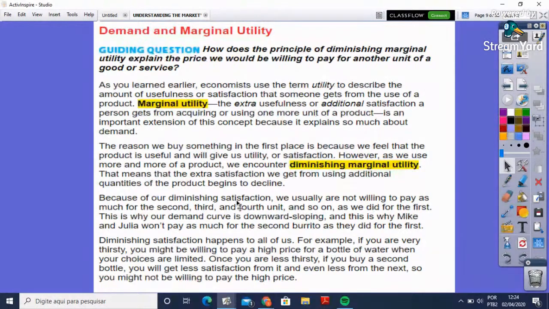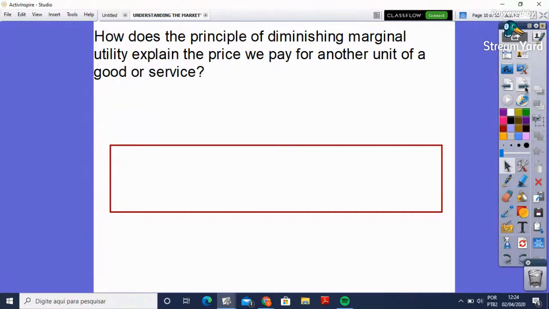And because of diminishing satisfaction, we usually are not willing to pay as much as before. I can buy a smartphone now for 5,000 reais, and it's amazing. I have my marginal utility. As time goes by, I have my diminishing marginal utility. So for my next smartphone, I probably will not pay 5,000 reais. Okay? Question for you to think about. How does the principle of diminishing marginal utility explain the price we pay for another unit of a good or service? Okay, think about it and we can discuss it later.